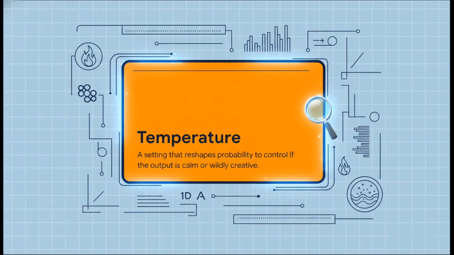Now, the most famous of these controls is definitely temperature. Temperature is a setting that fundamentally reshapes the probability distribution. It basically answers a very human question for the machine: how wild or calm should this output be? This one setting alone is the entire reason an AI can write both a perfectly dry, predictable legal brief and a completely wacky, unpredictable poem.